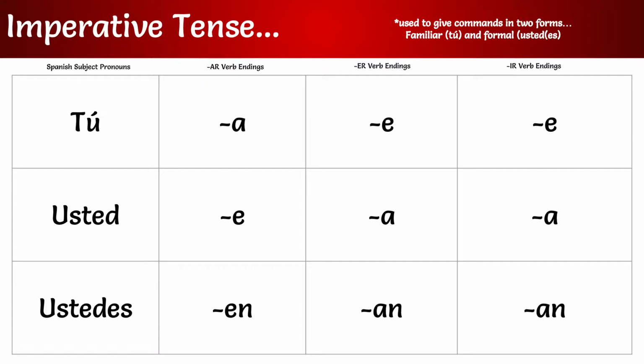Next, we have imperative tense, which is used to give commands in 2 forms, familiar, tú, and formal, usted or ustedes. When you use a Spanish subject pronoun tú, AR verb endings will be a, and ER and IR verb endings will be e. For usted, AR will end in e, and ER and IR verbs will end in a. Finally, for ustedes, AR verbs will end in n, and ER and IR verbs will end in an.